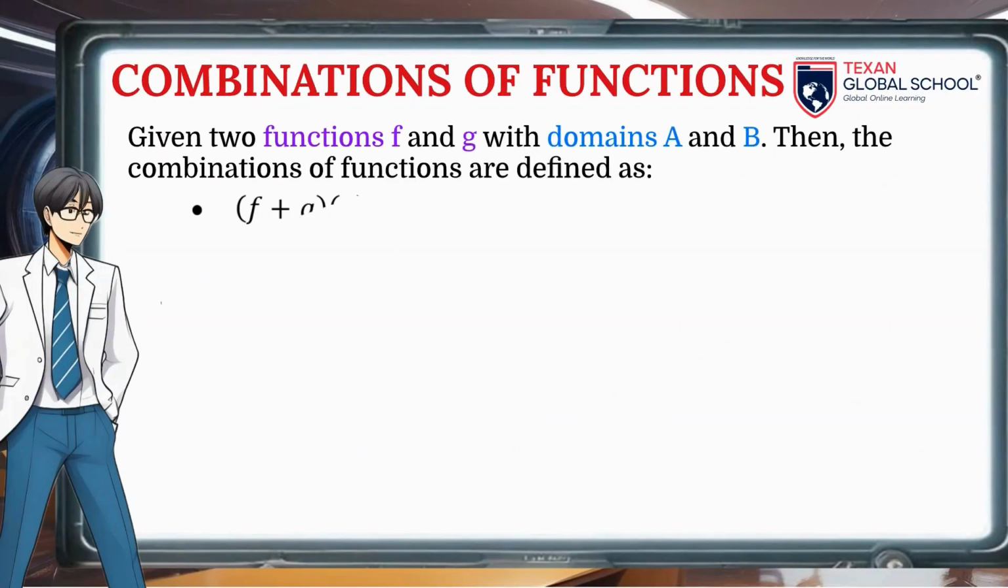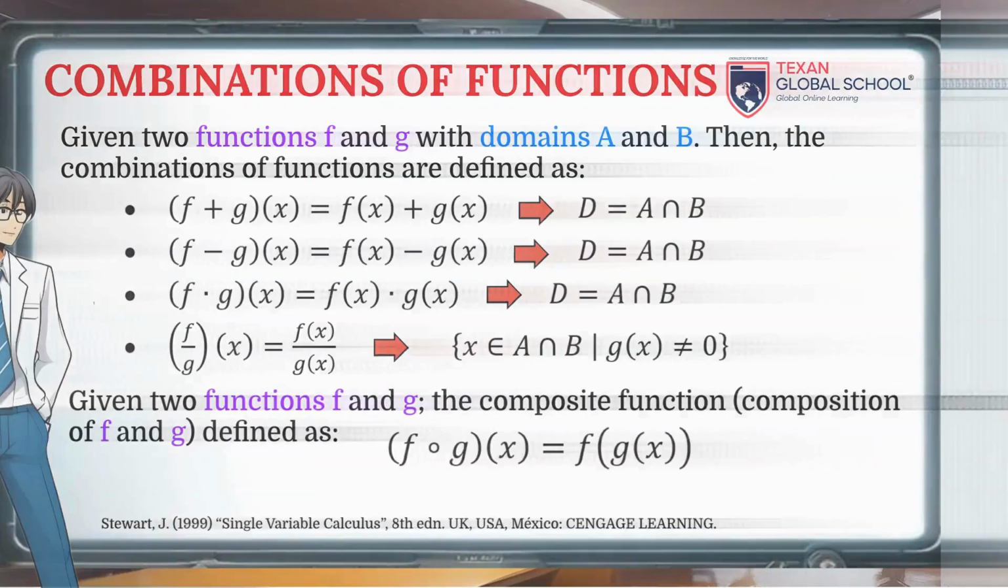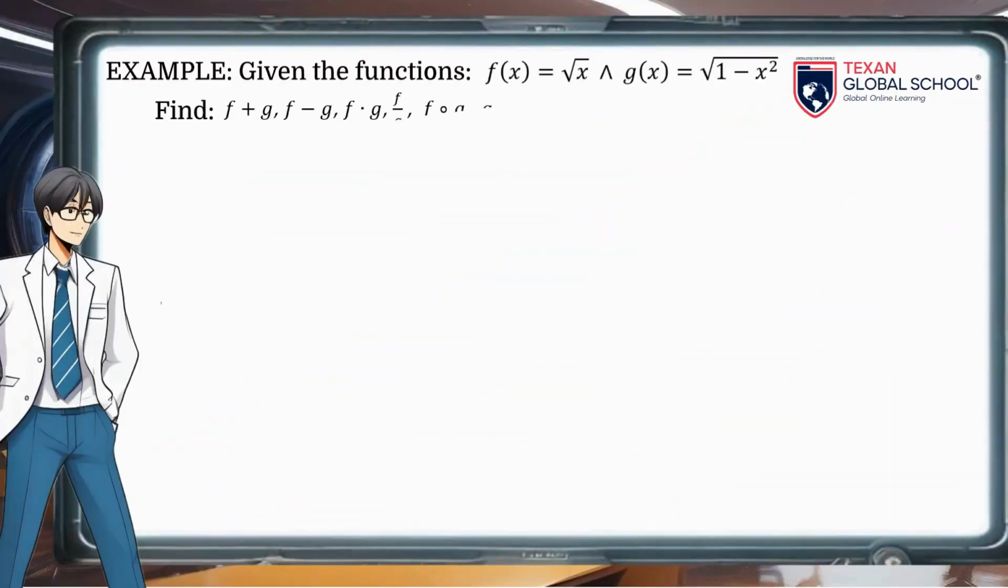Also, we can perform operations or combinations between functions. Literally, add, subtract, multiply, or divide the functions between them at the intersection of their domains. There is another operation called composition, defined as f of g of x. Let's look at an example. We perform operations between functions if f of x is equal to the square root of x and g of x is equal to the square root of 1 minus x squared.